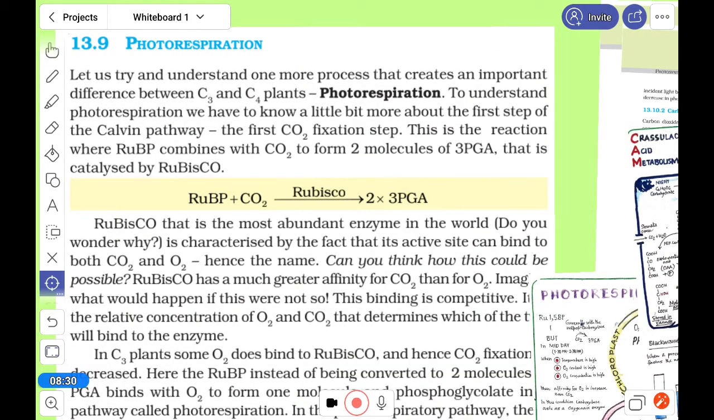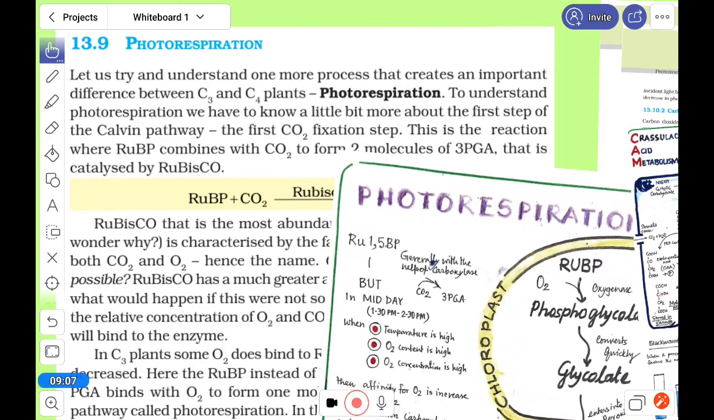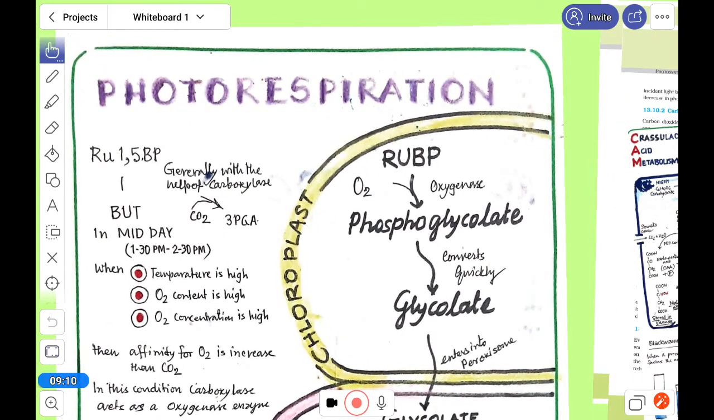Next is photorespiration. Here we have to understand that ribulose bisphosphate normally takes carbon dioxide, but there are some abnormal cases. Instead of carbon dioxide, the ribulose bisphosphate takes oxygen, because when the oxygen concentration is more, the enzyme Rubisco has greater affinity for oxygen than carbon dioxide. Let us see this part here.